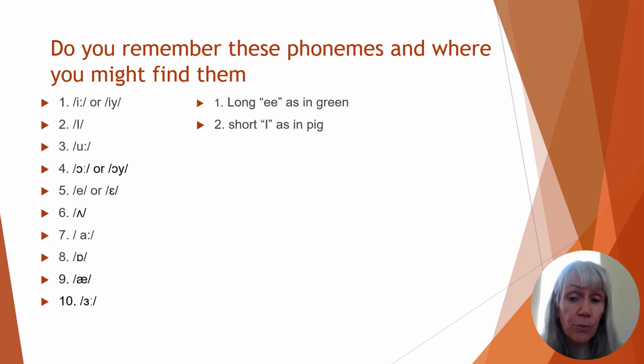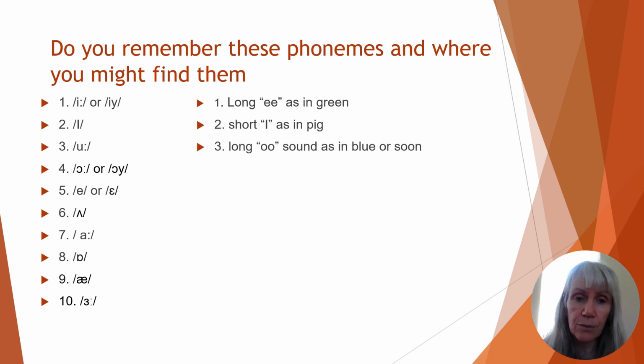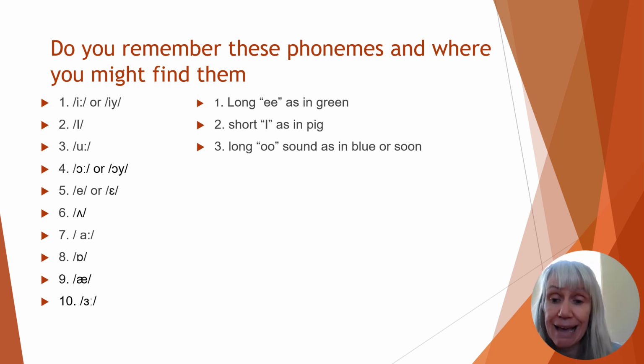And what about number 3? It looks like a U with a colon beside it. And often when we see the colon, we're talking about R controlled vowels. Not always, as in the I, we weren't, but in some of these phonetic symbols, if you see that colon, it may be referring to an R controlled vowel. So what about that U? It's the long OO sound, as in blue or soon. Blue, soon. You're hearing almost like a cow mooing with that symbol.